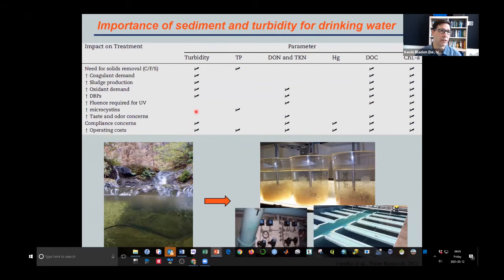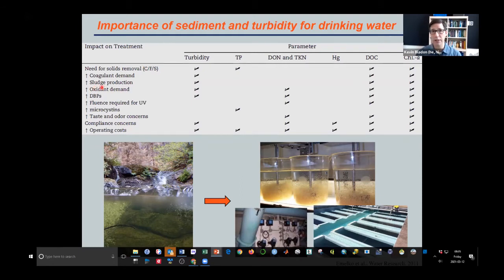And for today's discussion, focusing on this first column, well, if we have elevated turbidity, that's going to lead to increased needs to remove those solids from the water. It may require more coagulant in the water to make those particles sticky so that they settle out. It's going to lead to increases in sludge production, which need to be landfilled.